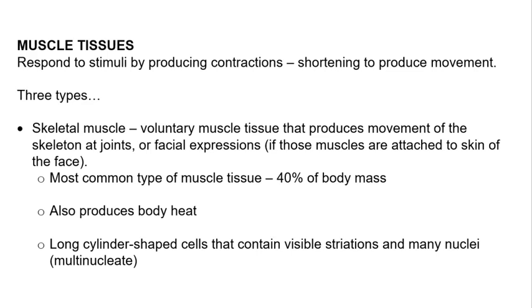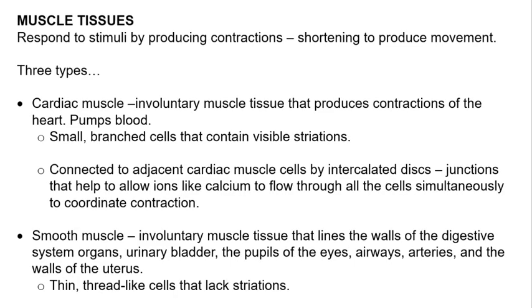for creating the contractions. The second muscle tissue is cardiac muscle, and this is an involuntary muscle tissue because we do not have conscious control over it. It is the muscle tissue that produces contractions of the heart and pumps blood. It consists of small branched muscle cells that contain visible striations.